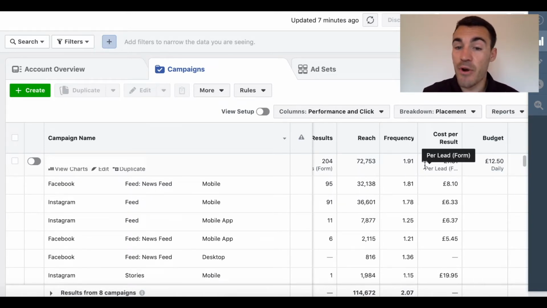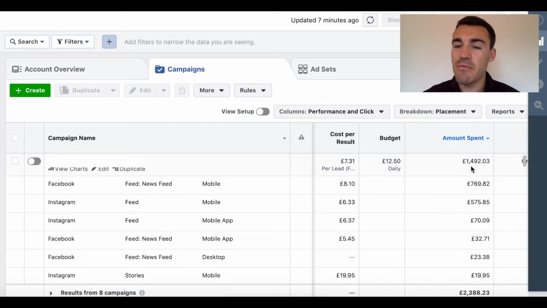So the campaign performed very, very well. It's a local-based business, so our audience was relatively small, but we generated leads for £7.31 each. This company's average customer value is above £30,000, so they were very, very happy with that lead cost.